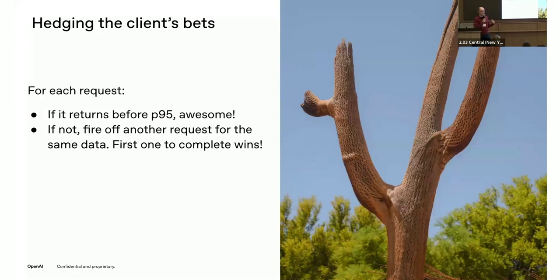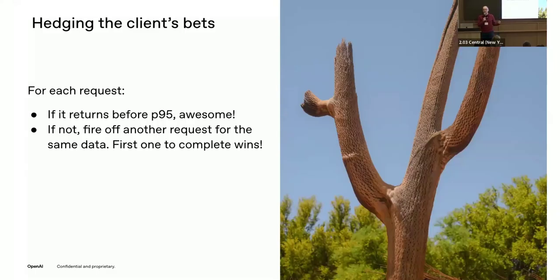If the response comes back before P95, awesome. That is a good response, happy with it. If not, we're going to fire a second request for the same data to a different place. And we're just going to bank on one of them returning at some point, right? If neither of them returns, the system is probably overloaded. But if at least one of them returns, we don't really care which one, right? We're just racing the two requests.